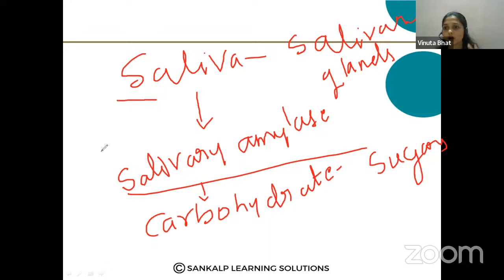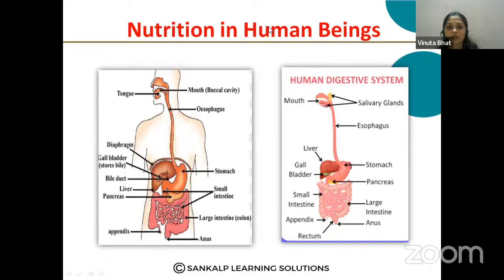Okay, so just recall it. Our mouth contains the water like fluid that is called saliva, which is secreted by which glands? Salivary glands. And salivary amylase enzyme is there, so that enzyme helps to break down the carbohydrate into simple sugars. Okay, then the partially digested food moves into the stomach through the esophagus. So esophagus is a pipe like structure. With the help of the muscular movements of the esophagus, it reaches the stomach.